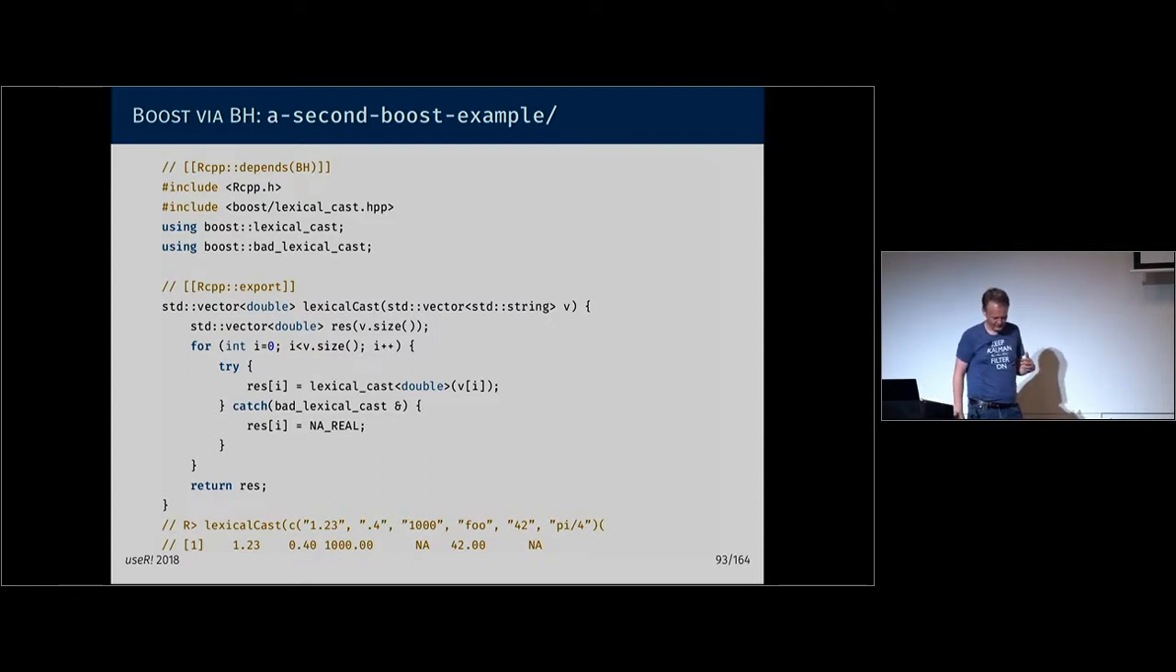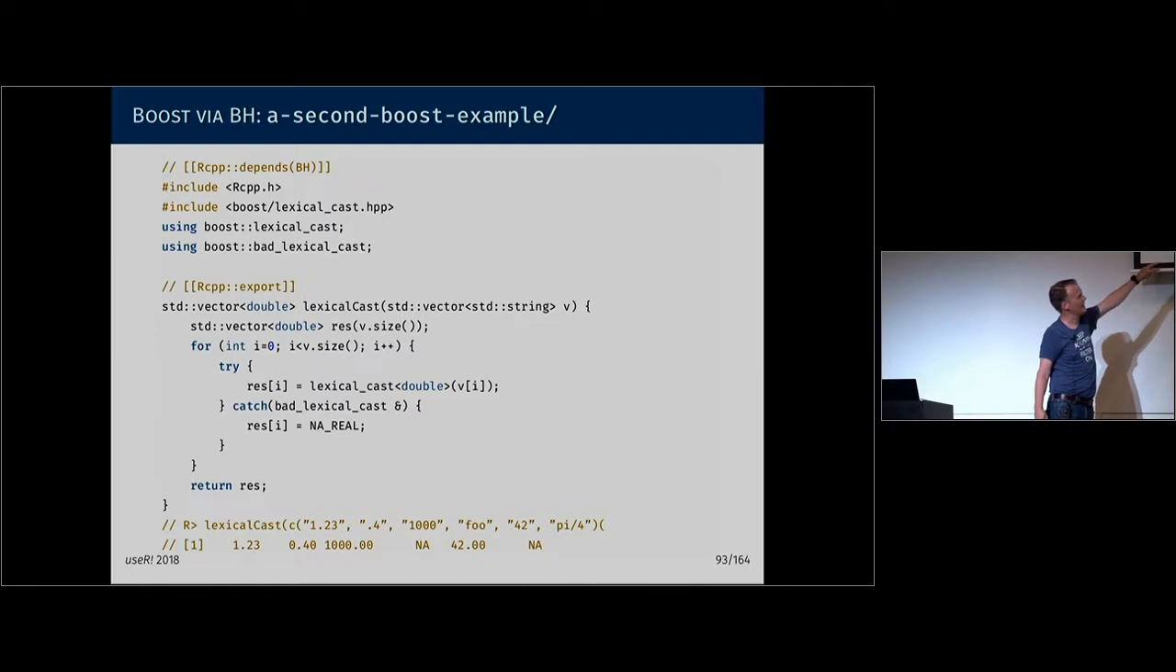Here's another one that's an older Boost library called lexical_cast. Many of them have weird names and really dense documentation, but lexical_cast is basically a converter to and from, and it's templated, and it goes both ways. So what I'm doing here is going from string to double. There are also some that do it the other way around, and for the demo, I'm sticking in 1.23, 4, 1,000, foo, 42, and a symbolic expression. And what I'm getting back is all the ones that you would expect to come back.